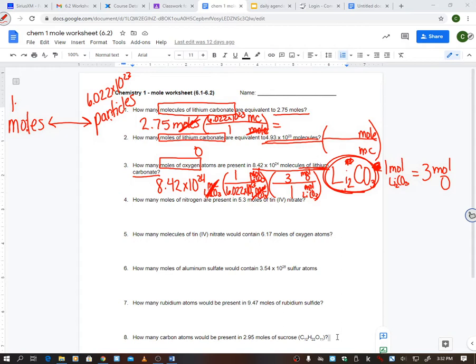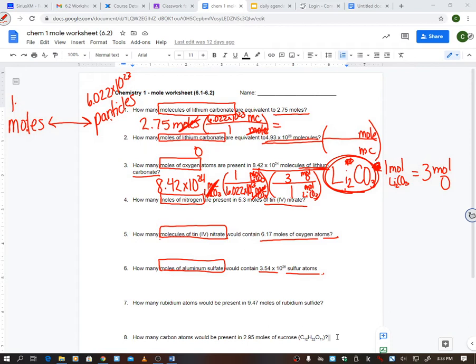Now, a majority of these, and maybe the rest from here on out, are 2-step problems. Because if you look, it's moles of, oh, we want just nitrogen out of this. So I need a piece. Oh, I need molecules of tin nitrate, but look, I only have a piece. I just have oxygen. I want moles of aluminum sulfate, but I just have sulfur atoms. So whenever you're wanting a piece of something, you're going to have to do 2 steps. So the rest of these are all 2-step problems.